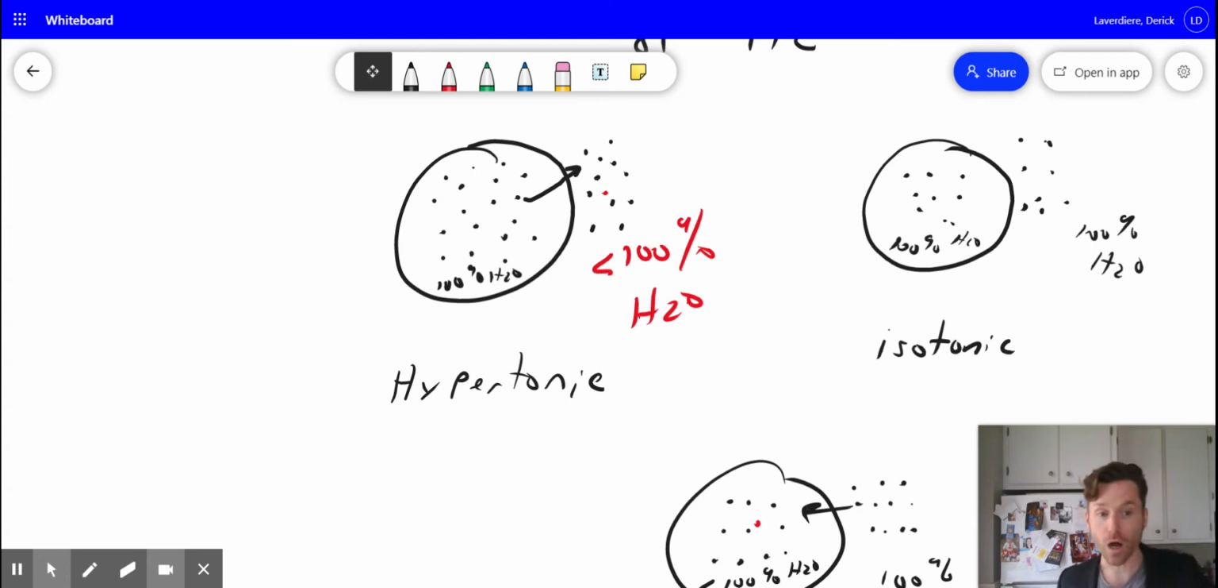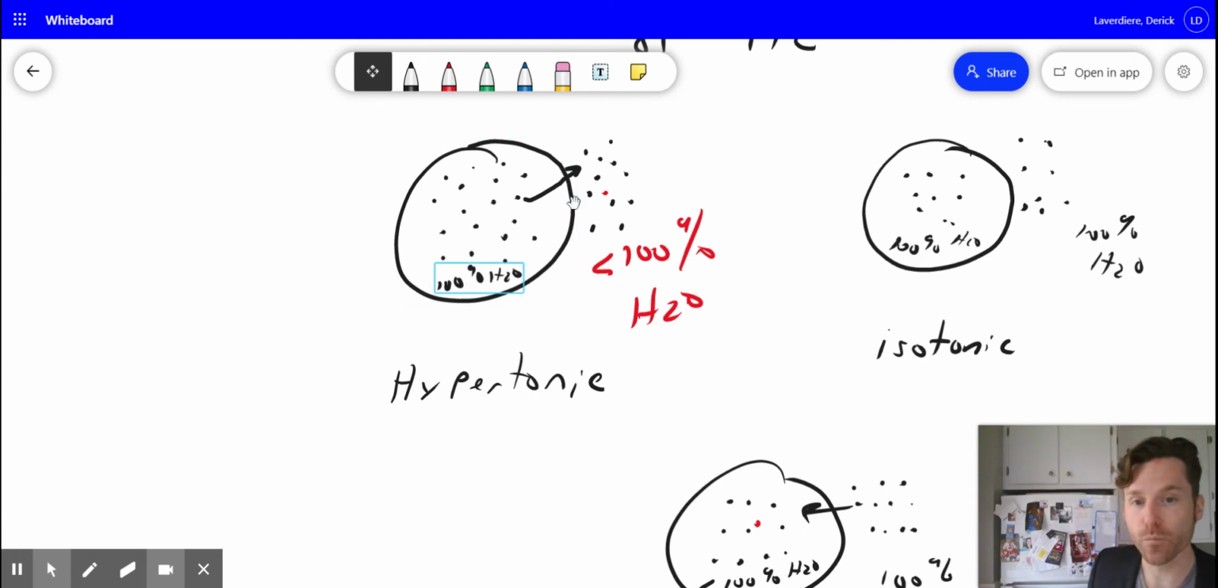Right? And so water is going to move down the concentration gradient. So it's going to go from where it's higher to where it's lower. Right? And so a water molecule is going to move out. But now inside the cell is still 100% water, and outside the cell is still less than 100% water. So another water molecule is going to move out. And it's just going to keep going out and out and out. That's it. It's never going to reach equilibrium because it can never balance under this circumstance.